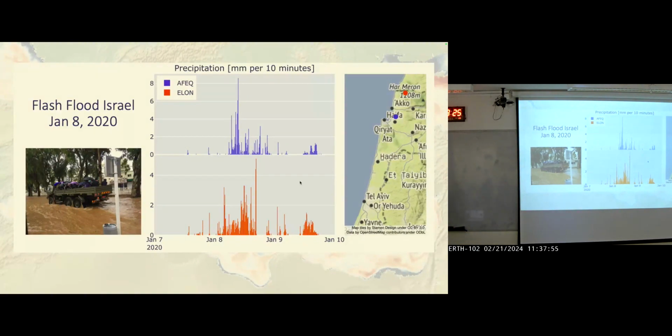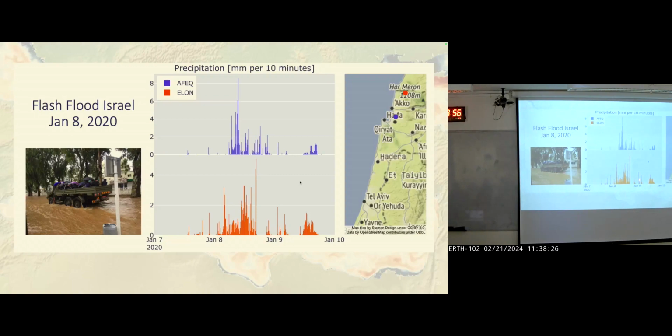At the beginning, I chose one case study, trying to understand what's the role of these eddies in one specific system. That's a flash flood that occurred in Israel on January 8, 2020. Here I'm showing the time series of precipitation in two different stations taken from the Israel Meteorological Service, in the northern part of Israel.